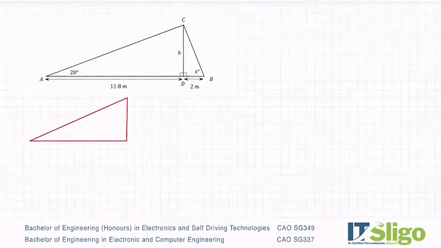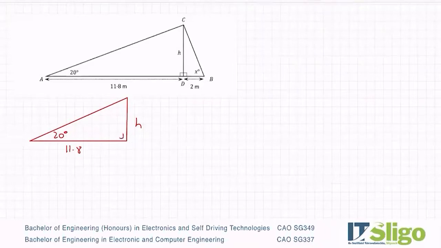So this is A, C, and D. This is H. This is 11.8. This is 20 degrees, okay? I'm actually going to rub out, I think, the A, C, and H so that you don't get confused by them. Okay, and put in our right angle.